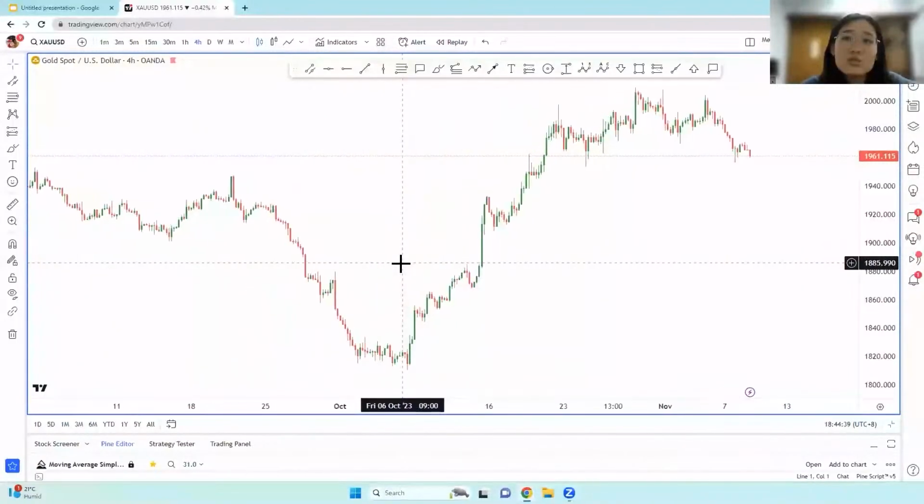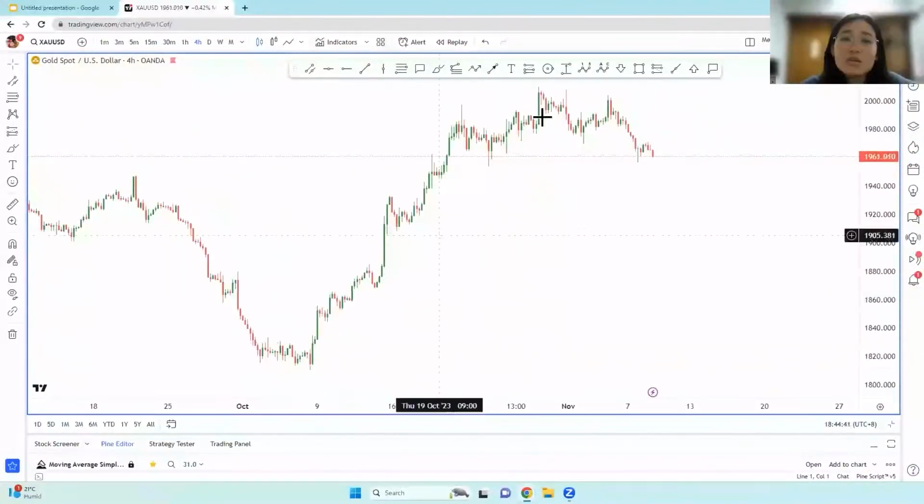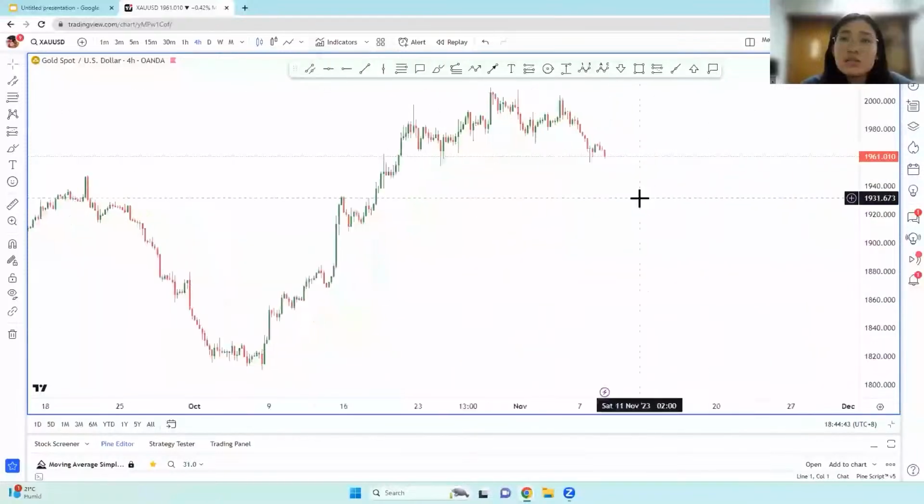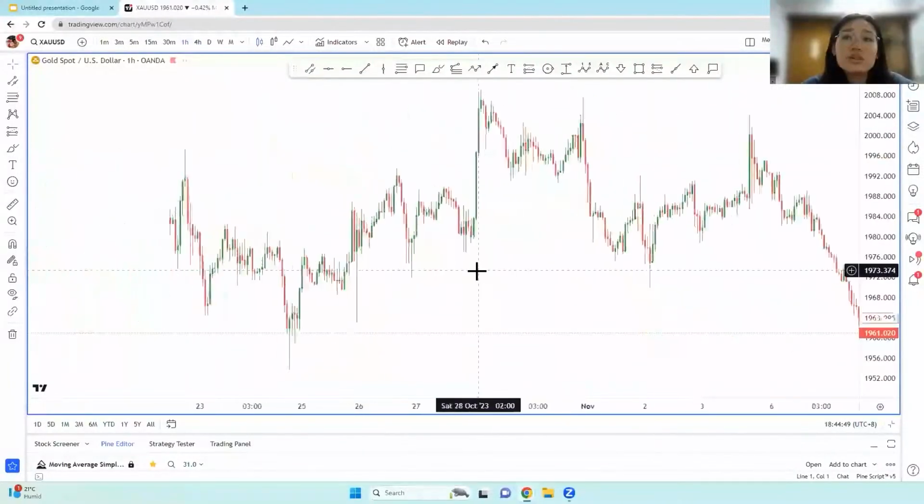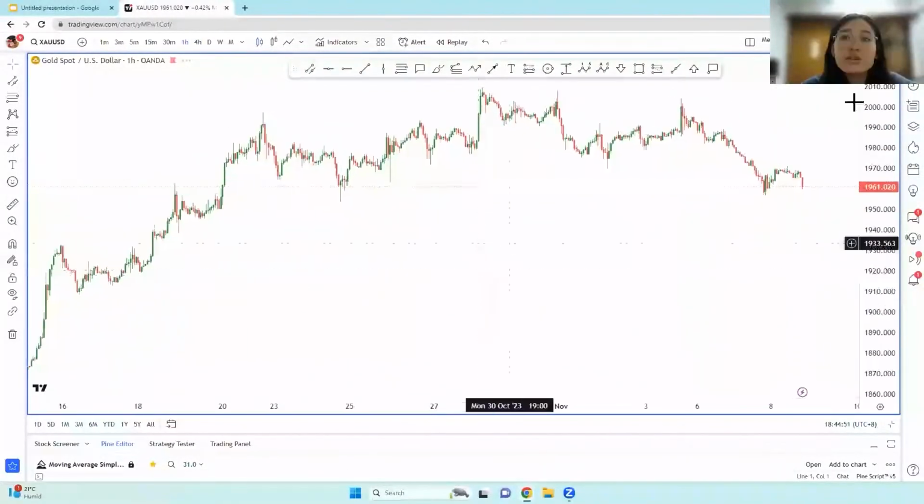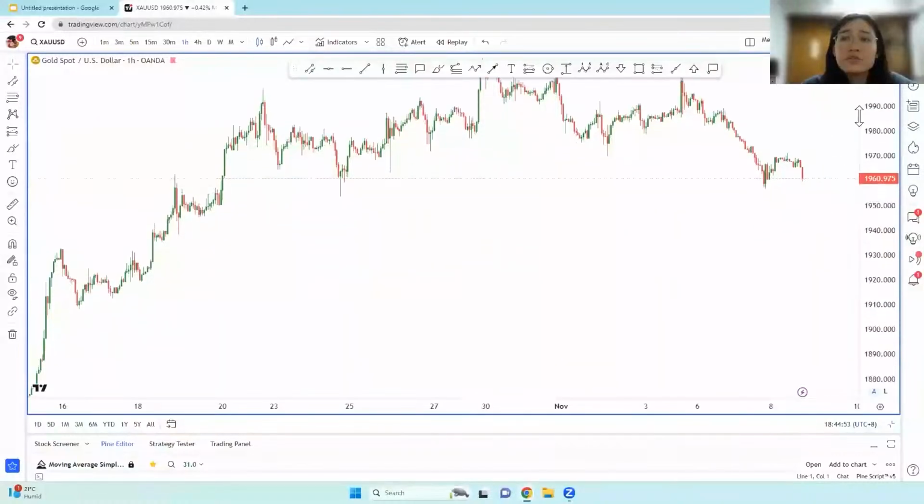The 4 hour looks kind of bullish here, even though there is a reversal recently. And let's look at 1 hour. The 1 hour is pretty bearish.